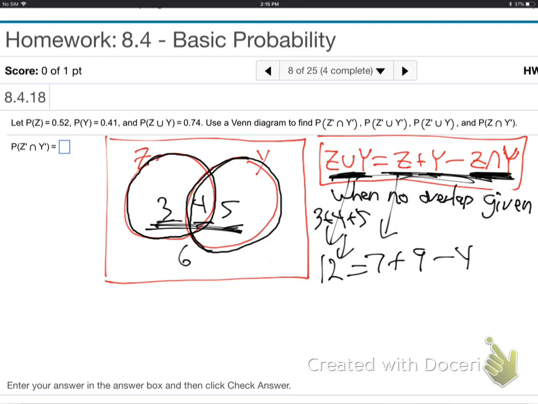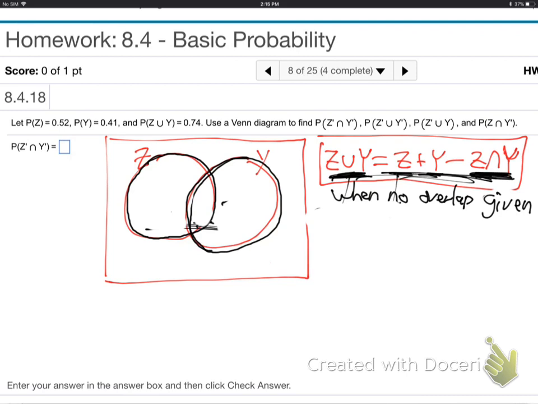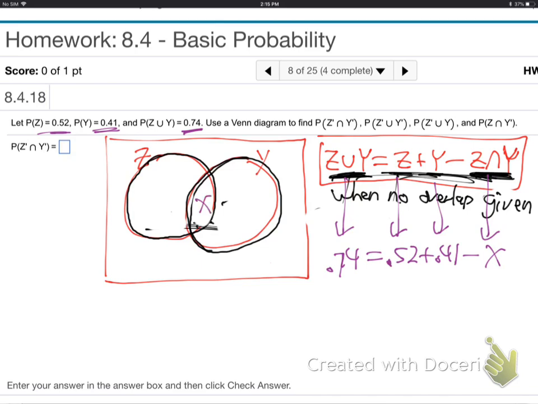Okay, so how do we use that then? Because I don't have 3, 4, 5 or whatever, those are just made up numbers. So we can get rid of that. That was just me showing that it's true. How do you actually do this problem? Well, they're saying the union is 0.74. That's what they're telling me. The union is 0.74. And Z alone is 0.52. And Y alone is 0.41. And this, call that x or whatever. It's the overlap. Solve that equation for x.